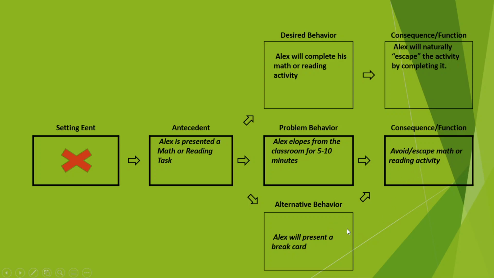So then let's think of an alternative behavior. So maybe an alternative behavior is that Alex will present a break card, and that will have the consequence of allowing him to escape the math or reading activity. However, our long-term goal is that Alex will complete his math or reading activity, and then as a natural consequence, Alex will naturally escape the activity by completing it. Something else that we can add to the consequence and function is that he'll receive verbal praise. He may get better grades in school, because that could also be a reward for him. He can also continue to get prizes. So you can add more to the consequence function column.